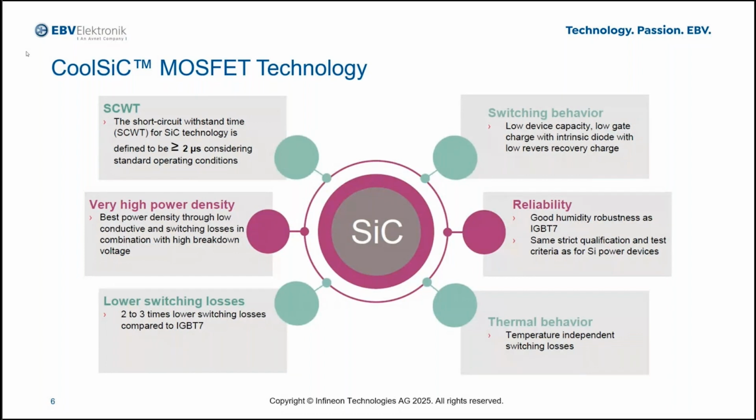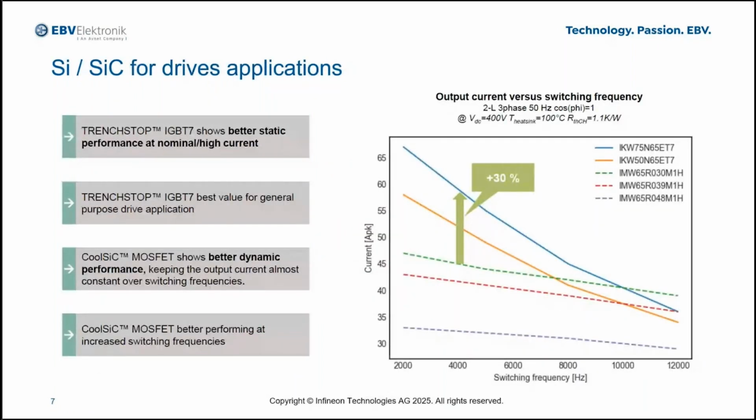in hard switching applications. The same can be said about silicon carbide as we said for IGBT7: good humidity robustness, and the same target applications apply for silicon carbide. One of the biggest advantages of silicon carbide is that the thermal behavior is far better than standard silicon. So you will realize you have basically temperature independent switching losses no matter how the temperature rises. This shows then a comparison.